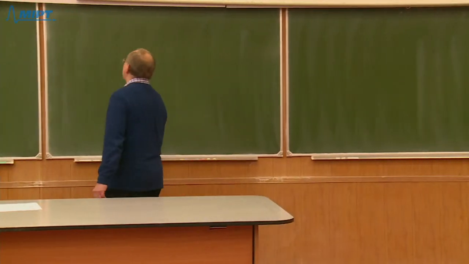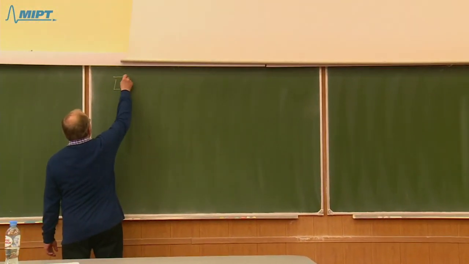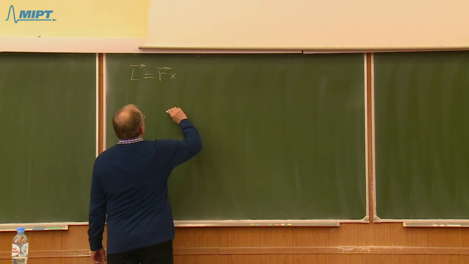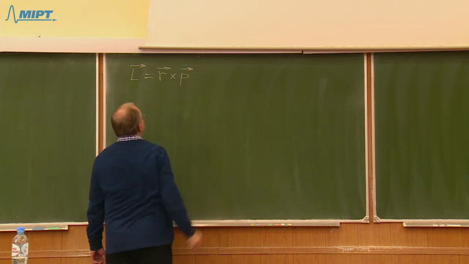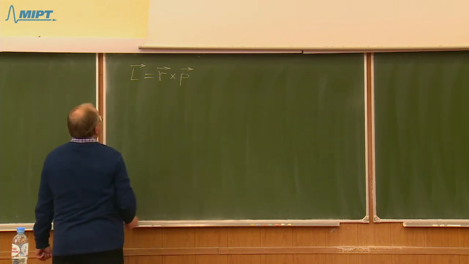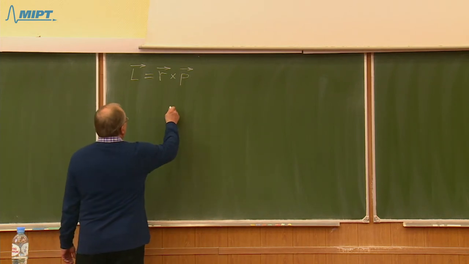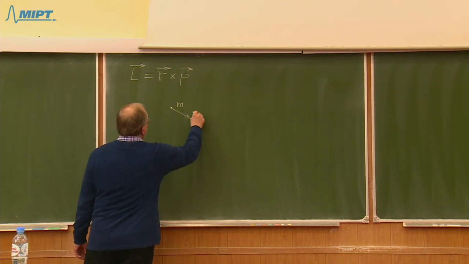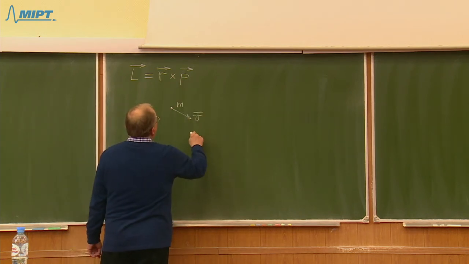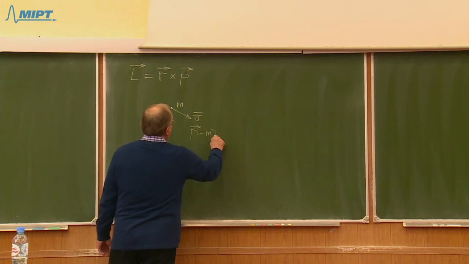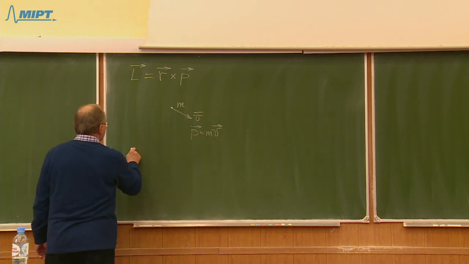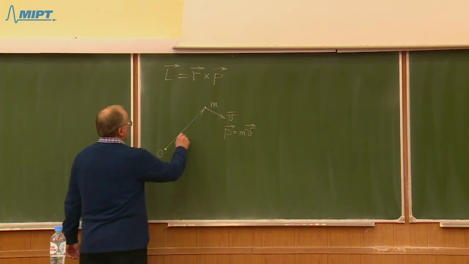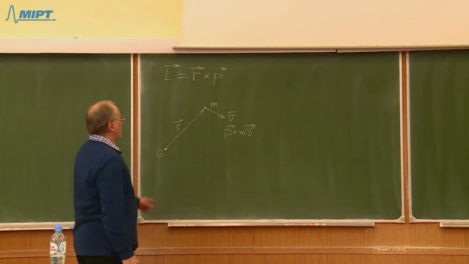So by definition, angular momentum is a vector equal to the radius vector of a given point multiplied by the momentum of this point. In order to understand this definition, we have to draw some picture. This is the point mass, and it has some velocity. So there is some momentum of this mass, momentum equal mv. Also, there is some reference point in space, with respect to which we measure the position of this material point. This is point O, and this is radius vector r.